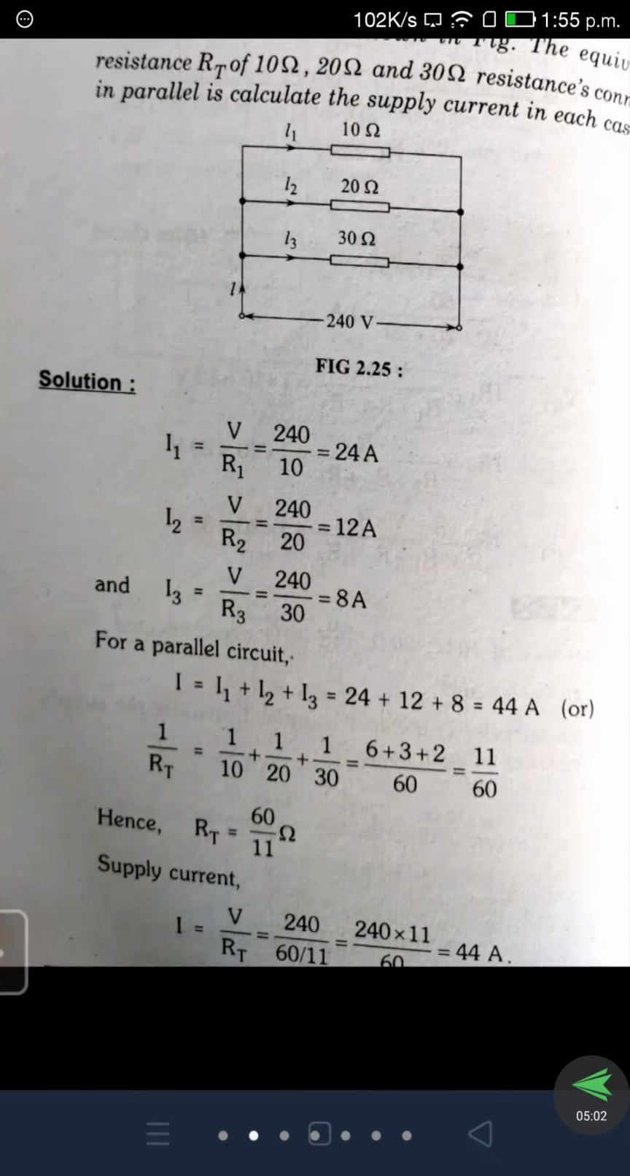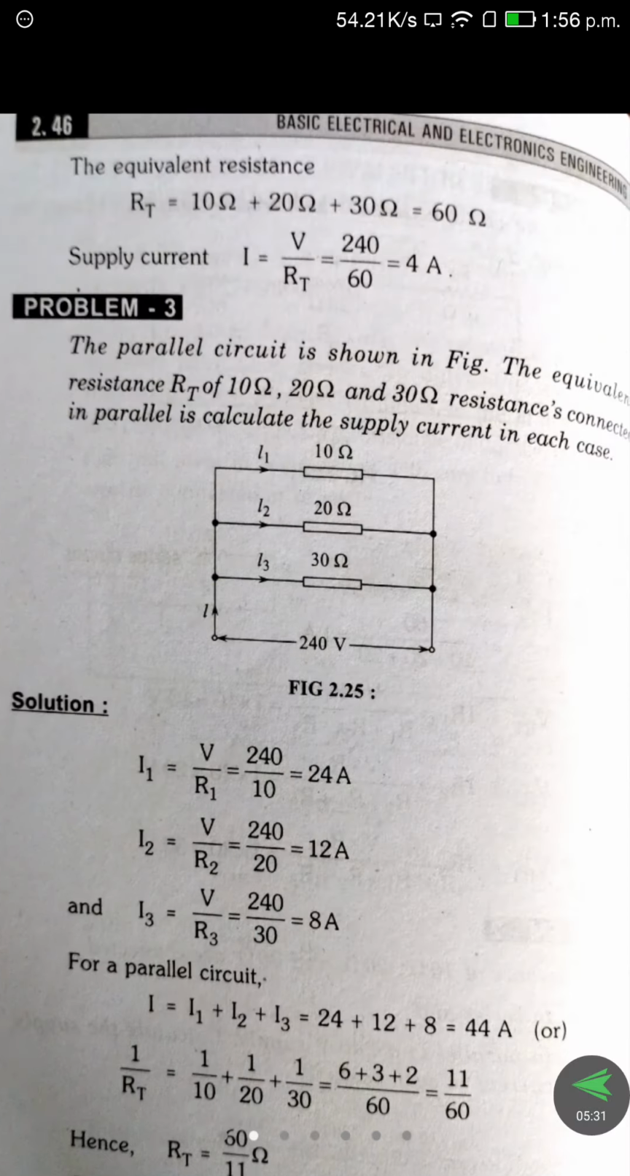We can take 60 as the common LCM, which helps make the calculation easy. If we take LCM as 60, in 10 we get 6, plus 20 gives 3, plus 30 gives 2. So the numerator is 6 plus 3 plus 2 by 60. That implies 6 plus 3 plus 2 is equal to 11 by 60.